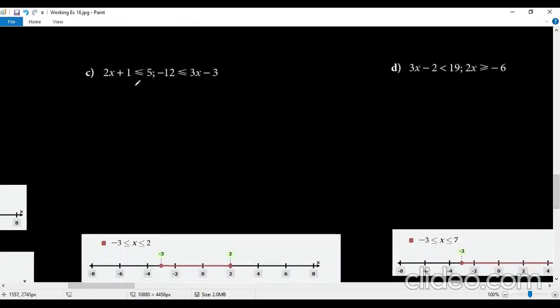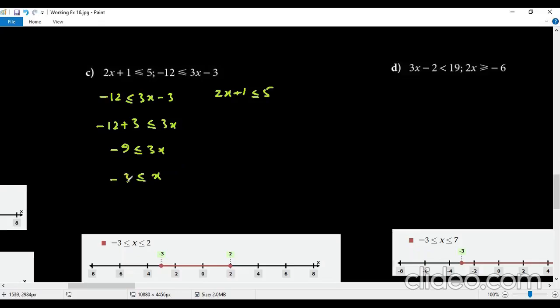Moving on to the next question. In this question, there is a little trick I've applied. I'm writing negative 12 less than or equal to 3x minus 3, and the first one I'm writing last, 2x plus 1 less than or equal to 5. So numerically, what is going to happen? Negative 12 plus 3 less than or equal to 3x. That means negative 9 less than or equal to 3x. That means I'm going to write something like this. Negative begins with negative 3.